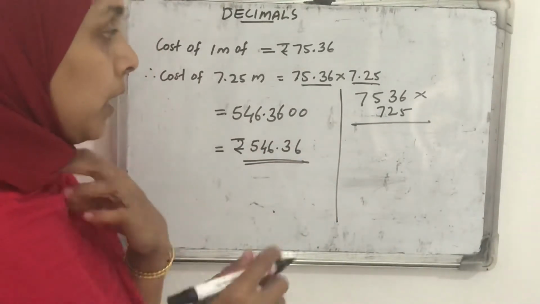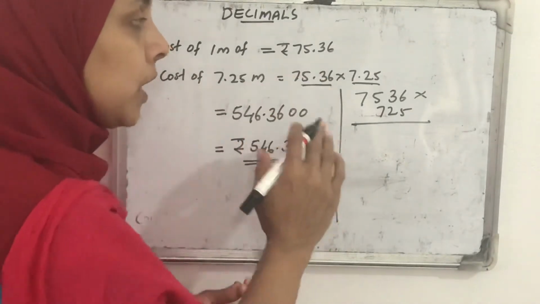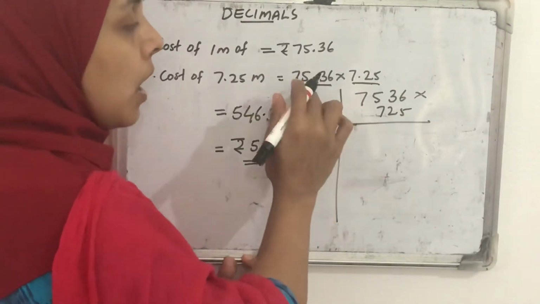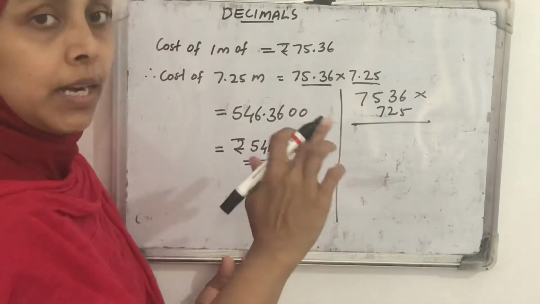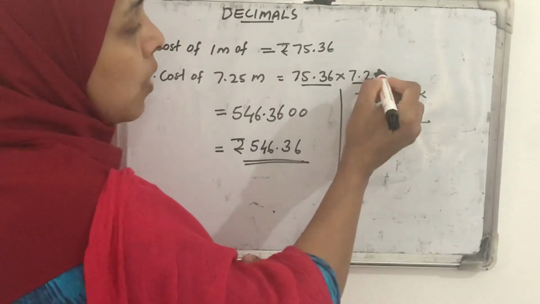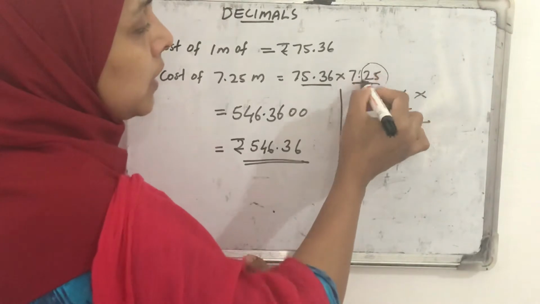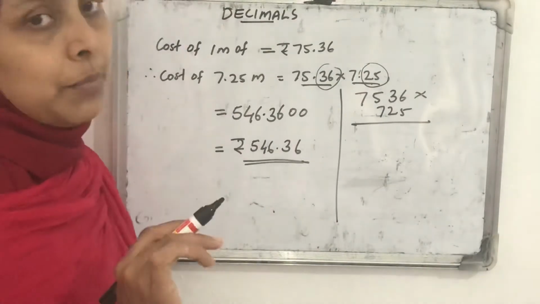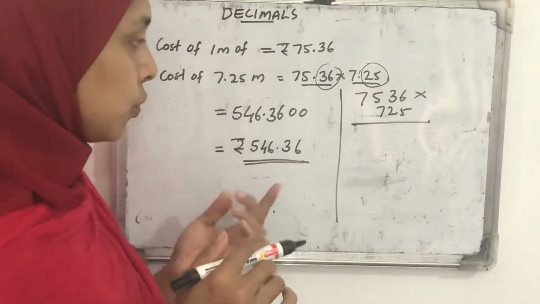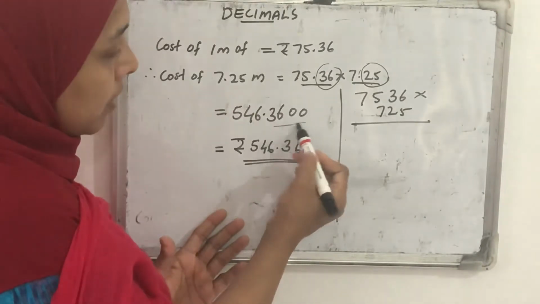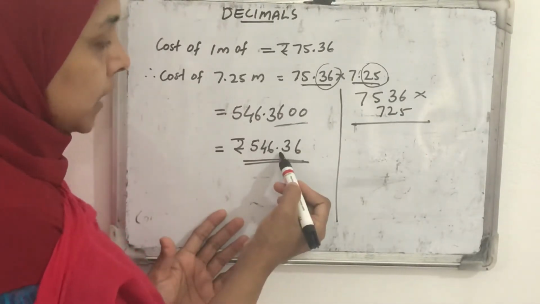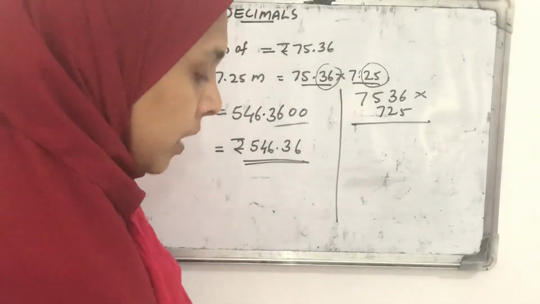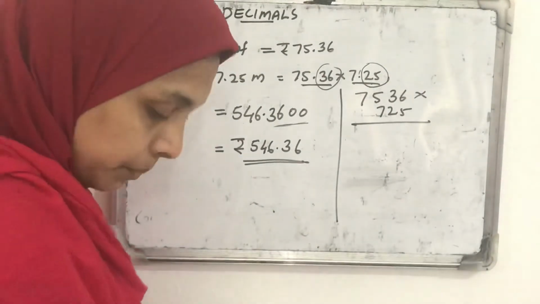Very easy question. Only you need to know normal multiplication of numbers, which we know. So when we multiply with decimal numbers, first multiply the numbers by avoiding the decimal points. Then after that count how many decimal places are there. In this number 2 decimal places. Here also 2 decimal places. Total 4 decimal places are there. That many places we move to the left side. So here we moved 4 places left. So we will get 546.36 rupees. That is 546 rupees and 36 paise.